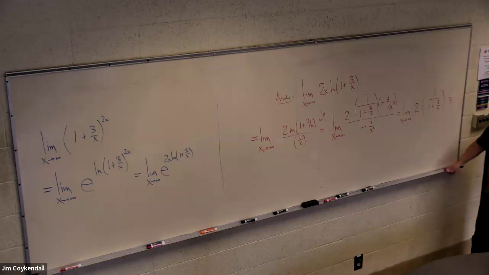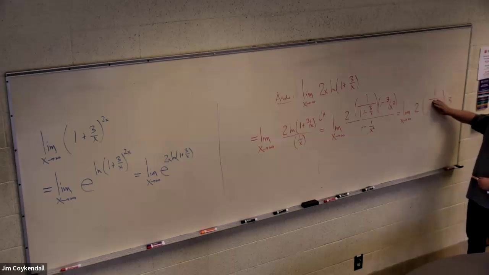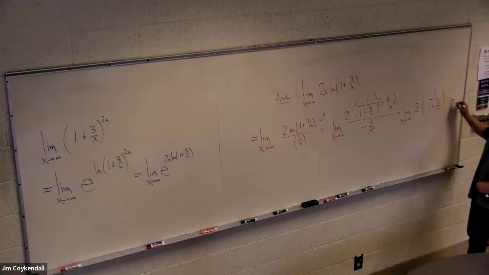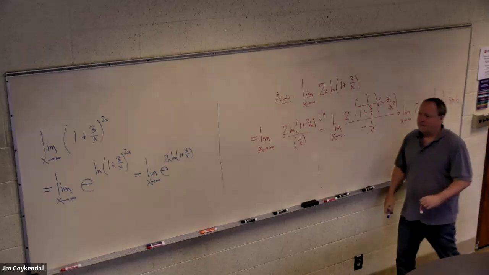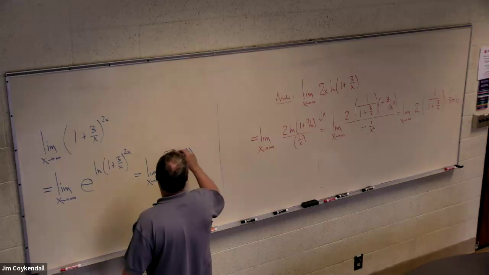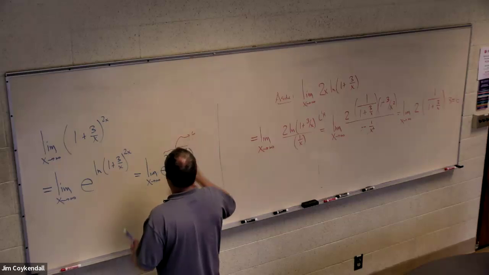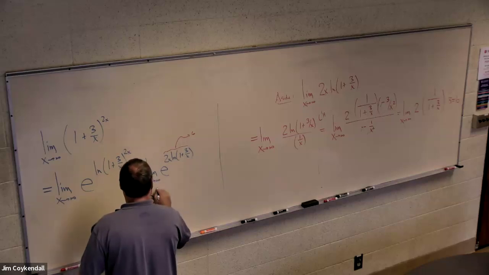That is correct. This is 2. This thing's going to 1 because 3 over x is going to 0. So 2 times 1 is... 6. So what's the answer to the original problem? There you go. 6. So the answer to the original problem is 6 pounds.